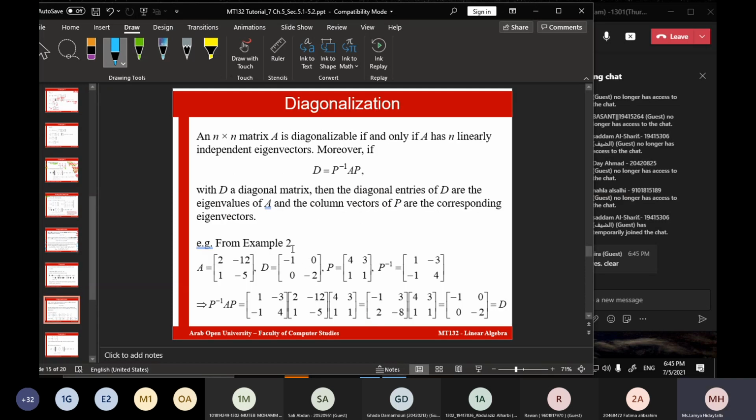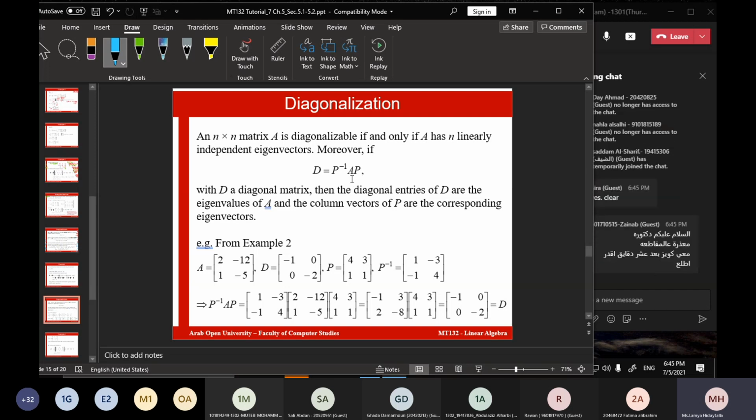Now we want to know where I'm going to find this P. If I want to find D that is similar to A, how can I get it? I need this P. Simply, find the eigenvalues of A. After finding the eigenvalues of A, find the corresponding eigenvectors. Then take these eigenvectors and put them.